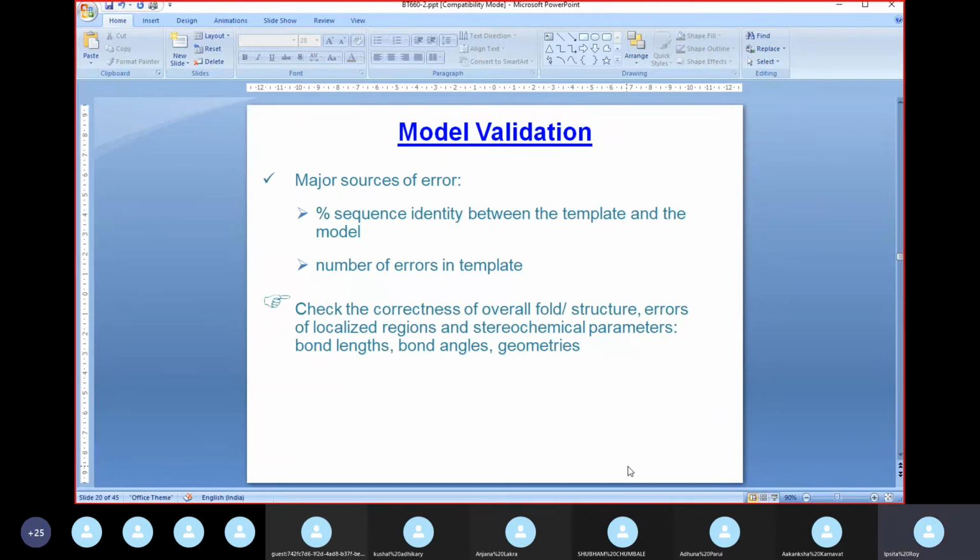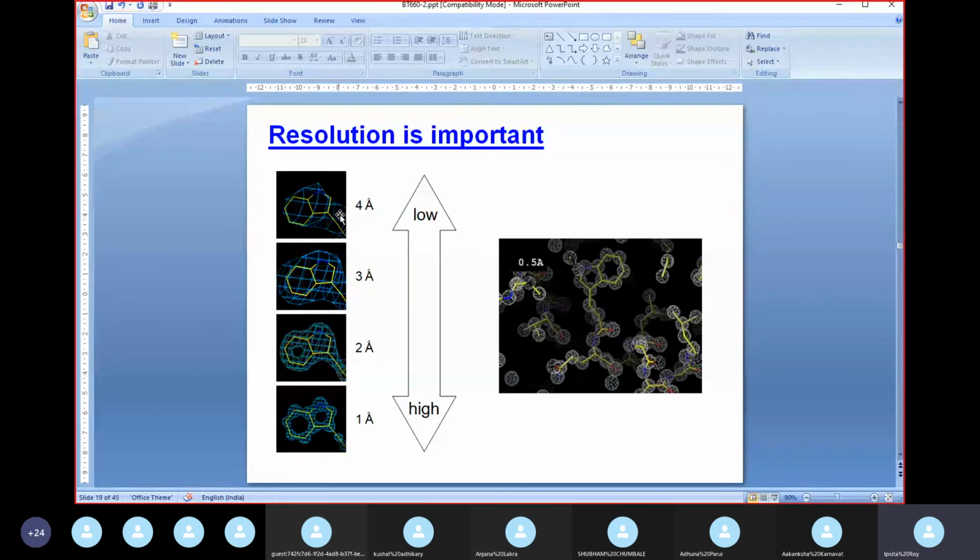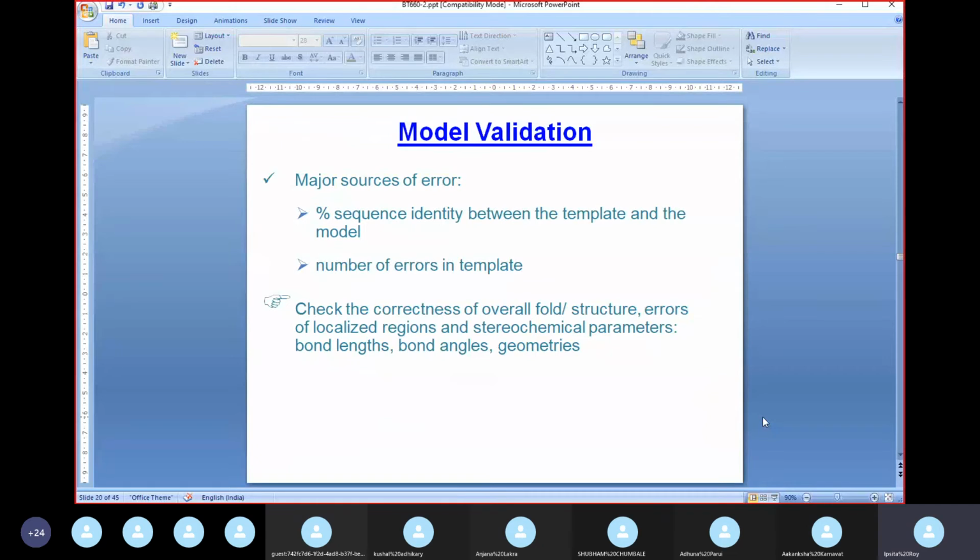So the major source of error when you're trying to validate a model is, of course, the sequence identity, how much overlap there is between the template and the query sequence. And the template is also something which somebody has determined using X-ray or some other tool. So if a structure is determined at 4 angstrom units resolution or 3 angstrom units resolution, the chances of error in this kind of structure are more than the chances of error in a structure which has been determined at 1 angstrom unit resolution. So the template may also have some error built in. Right? So the fewer the errors in the template, the better your model will be.